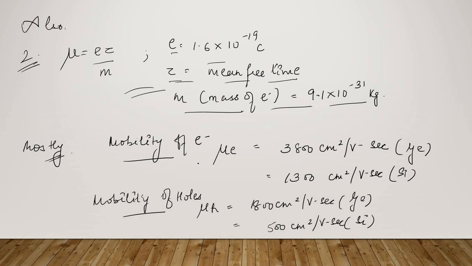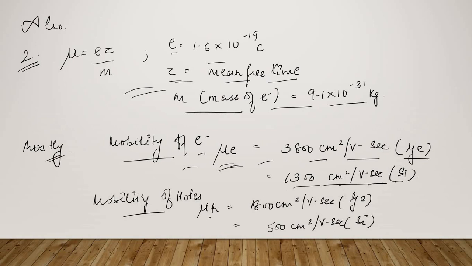Mostly, this I have searched over the net, and in the calculations that we do, we use these particular values for mu e and mu h if they are not already mentioned in the question. In case of electrons, mu e is 3800 centimeter square per volt second for germanium, and for silicon it is 1300 centimeter square per volt second. This will be the unit, sorry, based on that Vd upon E formula.